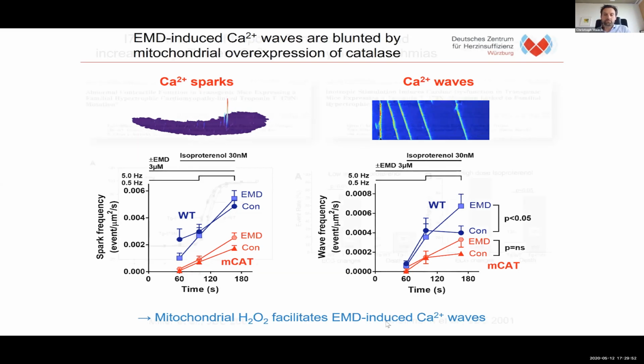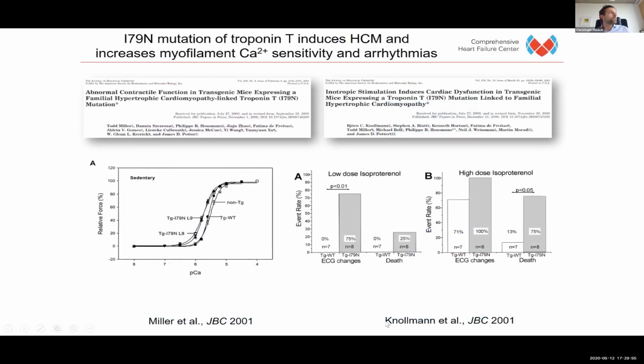So at some point, midway through the project, I met Björn Knollmann at the winter meeting in Les Diablerets, and over the second or third beer, he told me that he was using the troponin T I79N mutation mouse for many years already. Here you see some of his earlier work from 2001, which is very prone to isoproterenol-induced arrhythmias, as you can see here, also in vivo, and which also have the typical leftward shift in the calcium-force relationship, indicating increased calcium sensitivity.